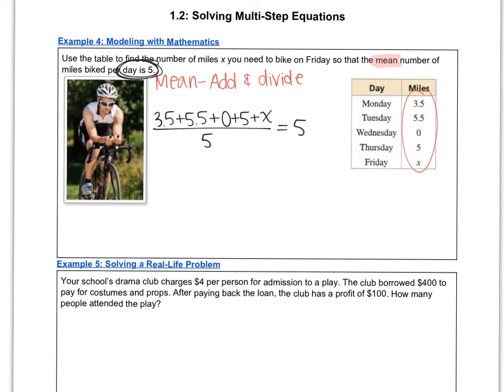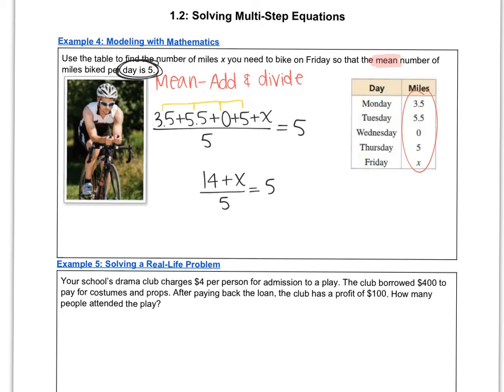So now I've got a little equation. First thing, let's combine like terms. 3.5, 5.5, 0, and 5 are all like terms. So I'll end up with 14 plus x divided by 5 equals 5.